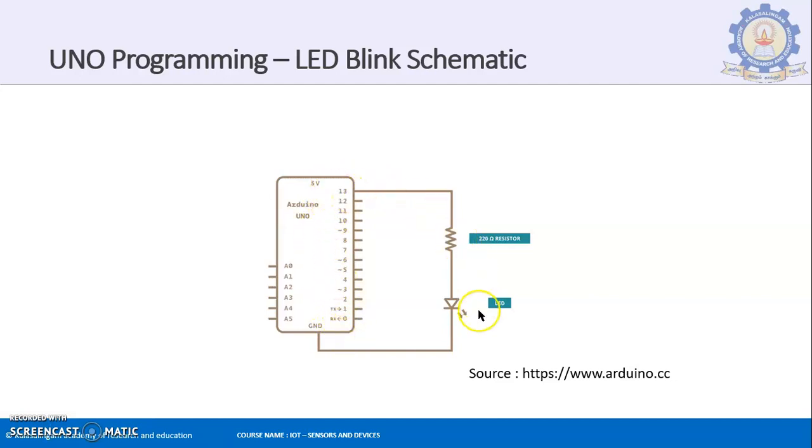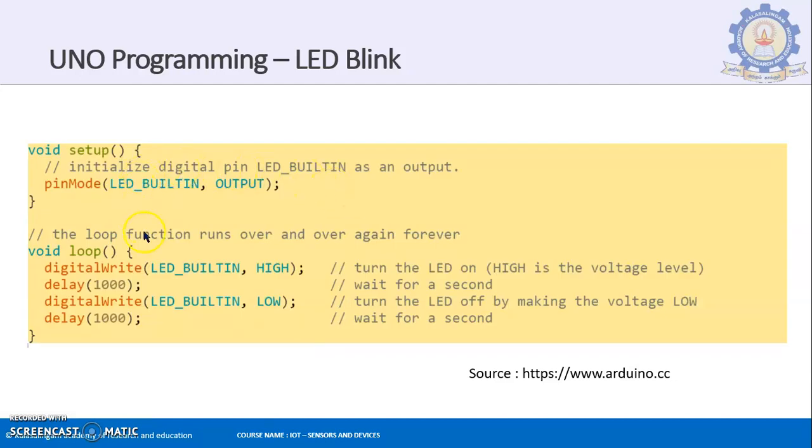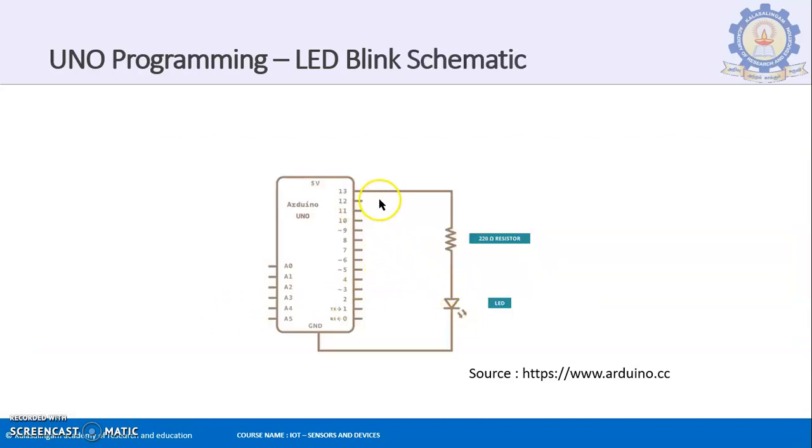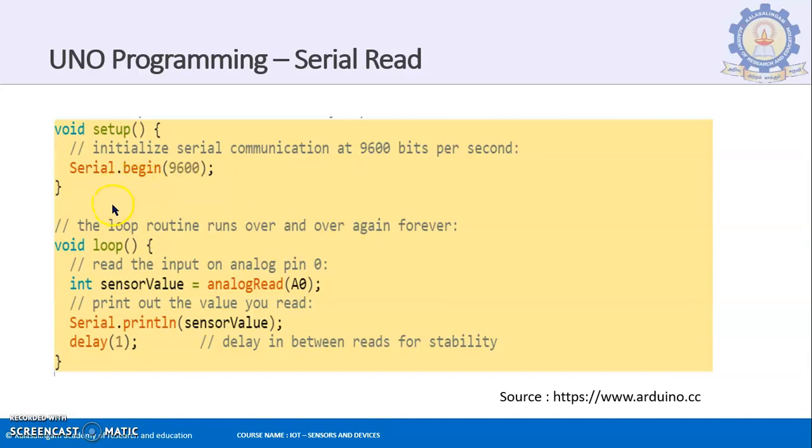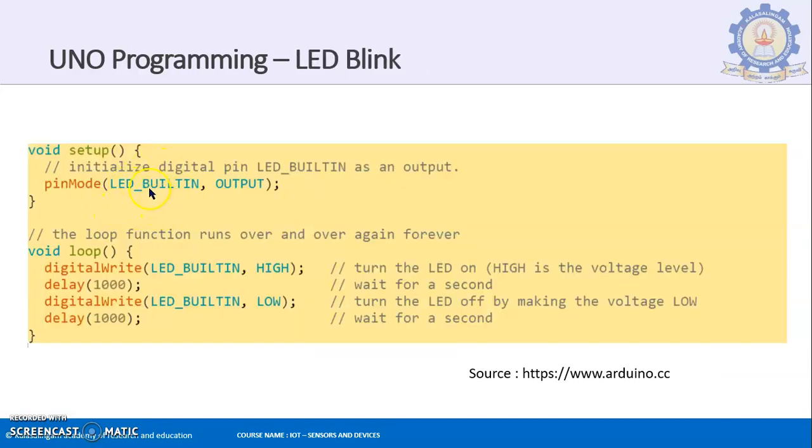If you do not have this LED or the resistor with you for verifying the on and off of an LED, you can use the built-in LED. If you are using that built-in LED, you will be using LED underscore built-in in the program. If you are using another pin, for example pin number 12 or pin number 9, you are connecting the LED through the resistor. Whichever pin you are using, just replace LED underscore built-in with that particular pin number.